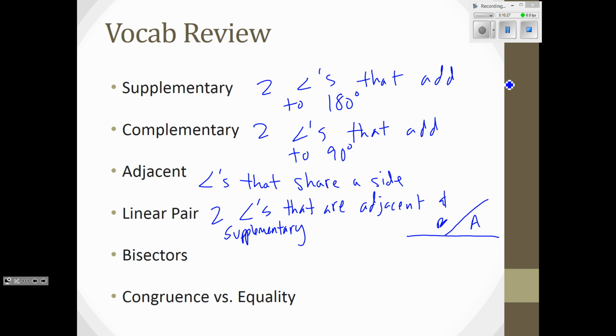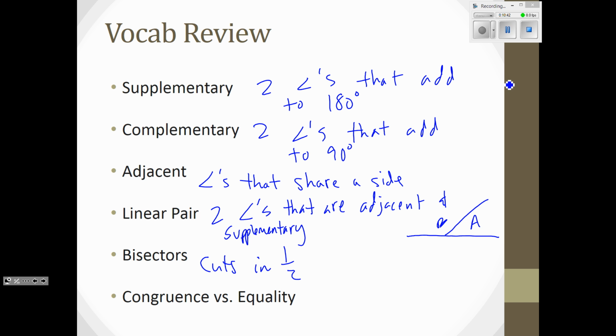It's something that cuts something else in half, right? So we have two different types of bisectors. We have angle bisectors and segment bisectors. Most importantly, it just is something that cuts something else in half.